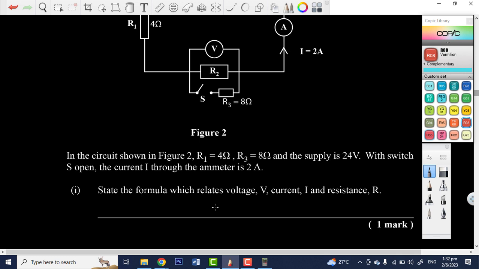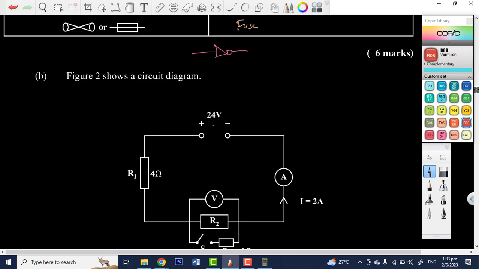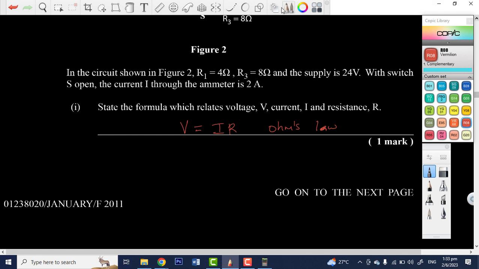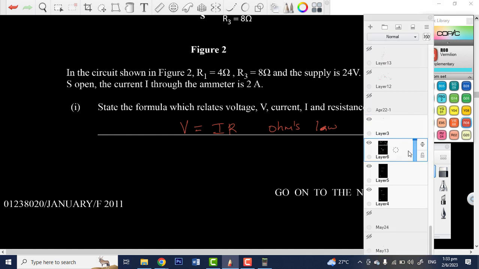V equals I times R. Right? So V is equal to IR, which is Ohm's law. So V is equal to IR from Ohm's law. V is the voltage, I is the current, and R is the resistance. Now, oh, I need to load up the other part. So that's pretty much that so far. So let me load in the next part of the question.